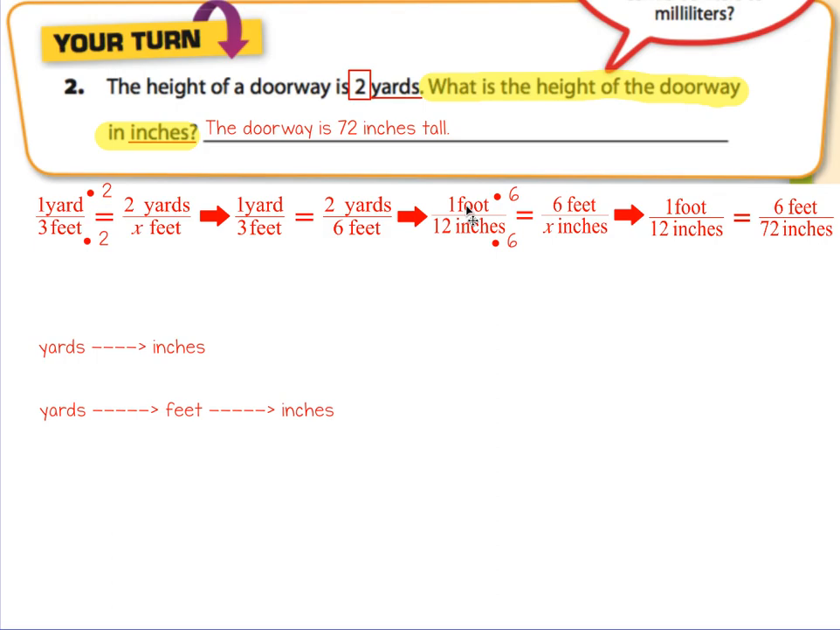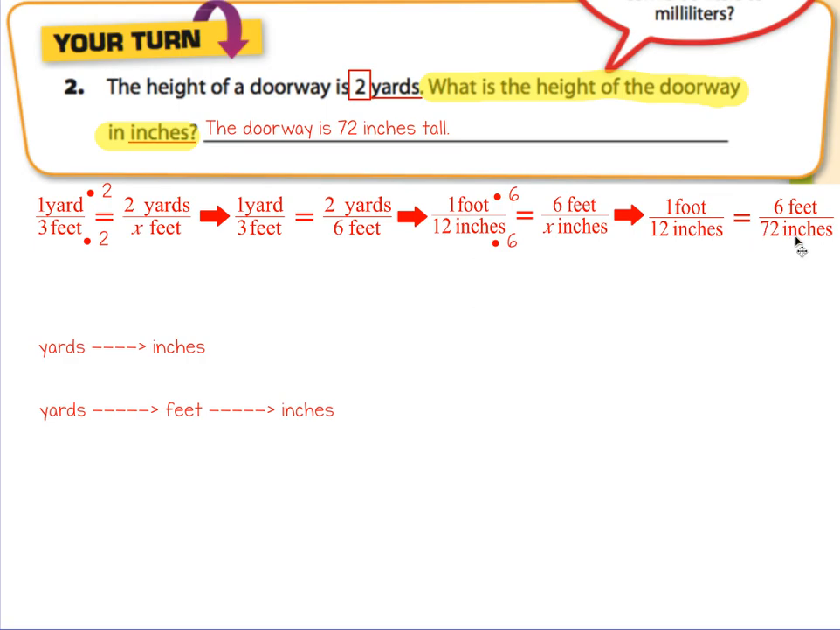I know then that every 1 foot gives me 12 inches, so to go from 1 foot to 6 feet, because that's how many feet I had in those 2 yards. Okay, so I went from 2 yards to feet, because in 2 yards there are 6 feet. And then in those 6 feet, I wanted to find out how many inches there were. So I went from 6 feet. I used the conversion factor that in 1 foot there are 12 inches. To go from 1 to 6, I multiplied by 6. What I do to the top, I do to the bottom. So 12 times 6 is 72. And I got 72 inches.